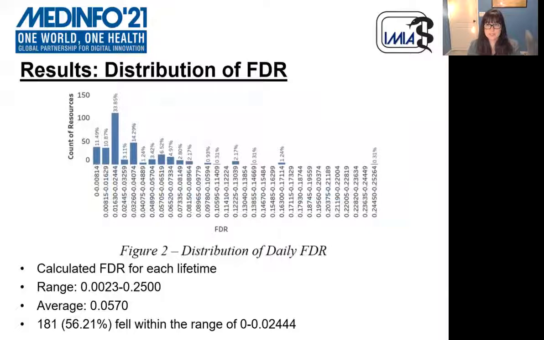We calculated the daily FDR for each lifetime and found a range of 0.0023 to 0.0025 with an average of 0.057. Among them, 181 of the daily FDR values, over 50% of them, fell within the range of 0 to 0.024.